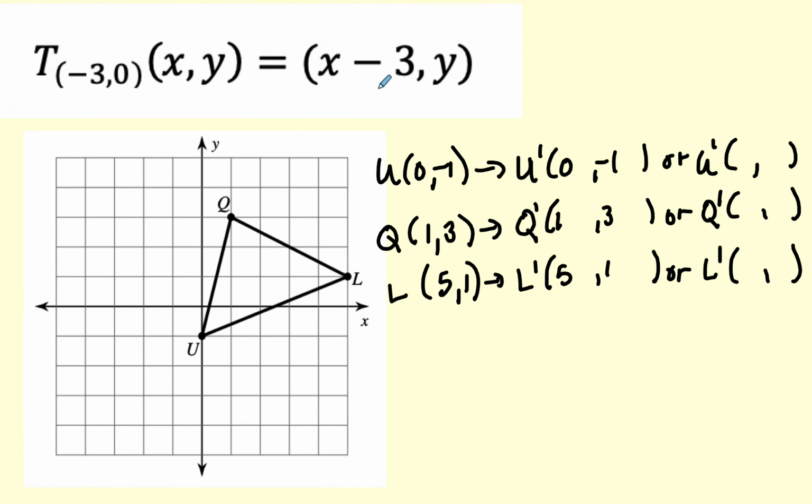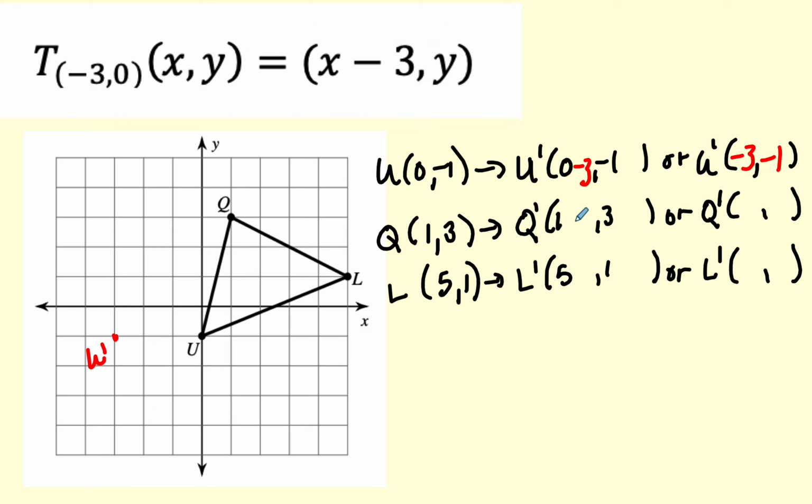We have a new rule. This time we're going to subtract 3 on the x and do nothing to the y. So I just won't write anything. I won't say +0. The answer is -3 and -1. So let's go ahead and draw that. 1, 2, 3, -1, and that'll be U prime.